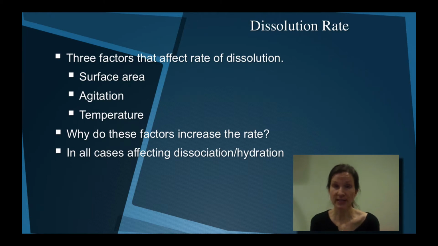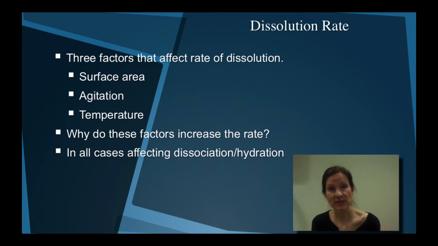In all three of these cases, the reason I am dissolving faster is because I'm increasing my dissociation hydration ability. Essentially, in order to dissociate and hydrate, my solute must come in contact with my solvent. Without any of these enhancements, of course, it will happen because of Brownian motion, but all of these additional aspects could make it happen more frequently.